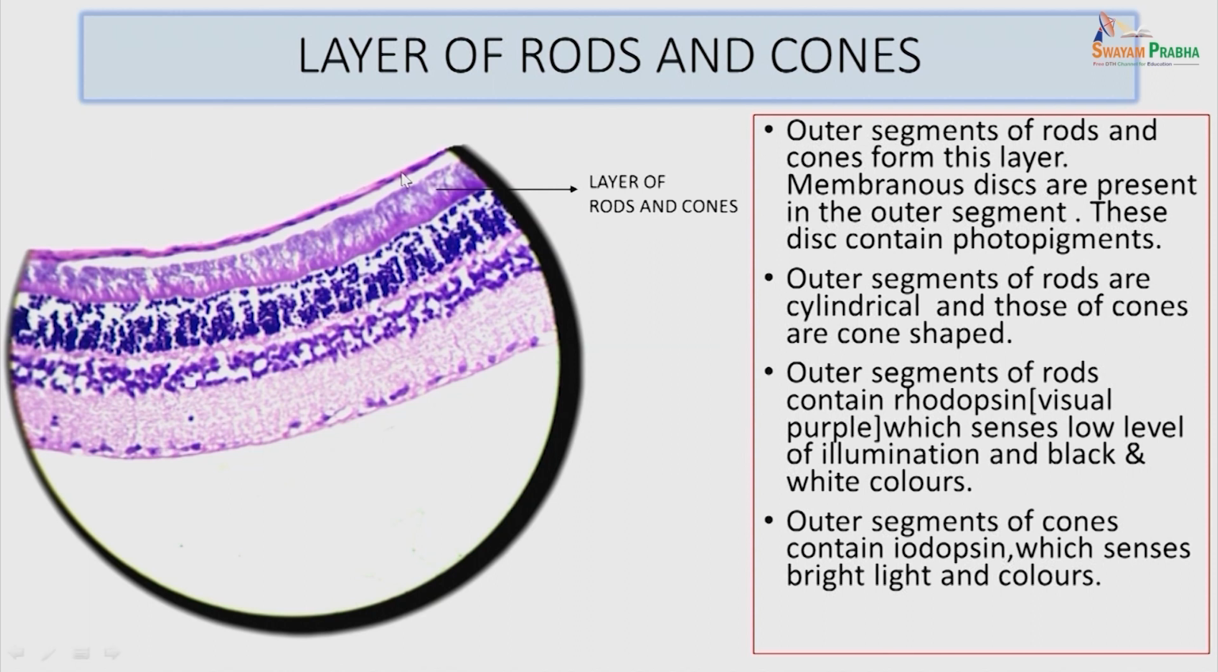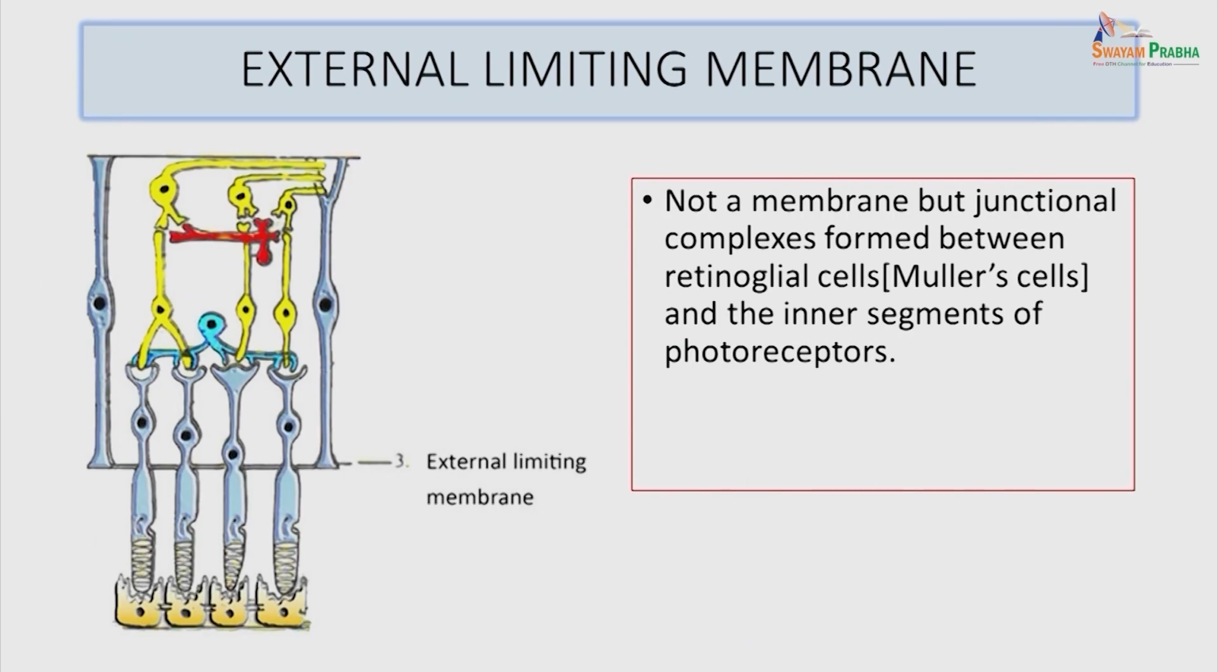In the microscopic appearance, this is the view of the layer of rods and cones. This is the pigmented epithelium. Next to that, you can see the layer of rods and cones. The next layer is the external limiting membrane. In fact, it is not a membrane, but junctional complexes formed between the retinoglial cells, that is the Muller's cells, and the inner segments of the photoreceptors will form this layer. This is the third layer, that is the external limiting membrane.